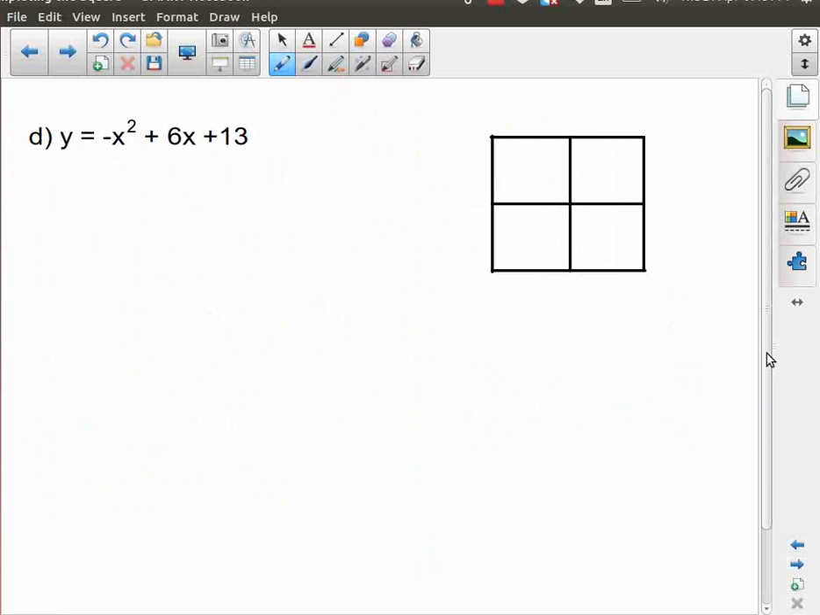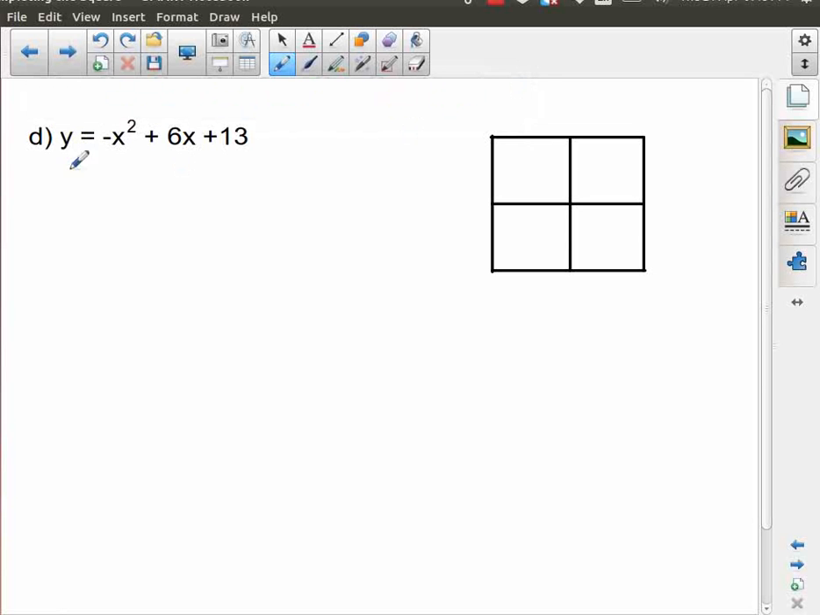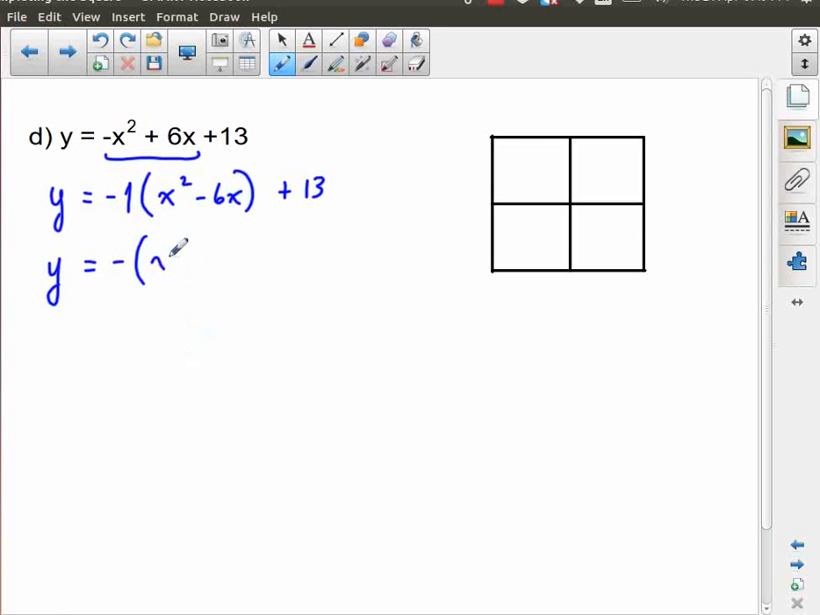Okay, now what about if we have a negative sign? The same idea applies. We're going to factor out the negative sign. So I'm going to factor out a negative 1, and I'm only factoring that from these first two terms. So that becomes negative 1 times x squared minus 6x. And then we've got this plus 13 outside. So y equals negative, I'm not going to keep writing negative 1, I'm just going to put a negative in front of that bracket. x squared minus 6x, I'm going to put something and something here, and then I've still got that plus 13 outside of the bracket.